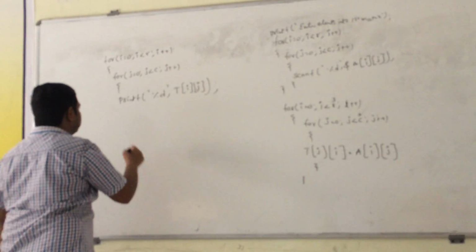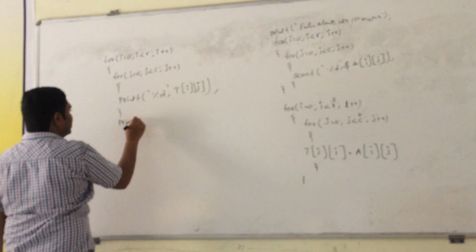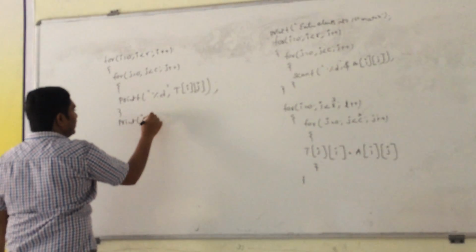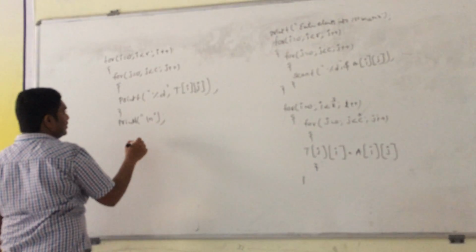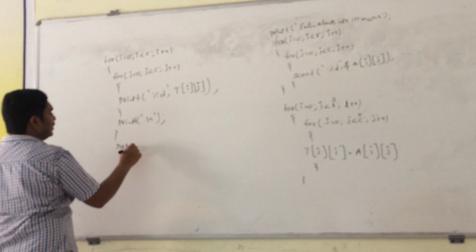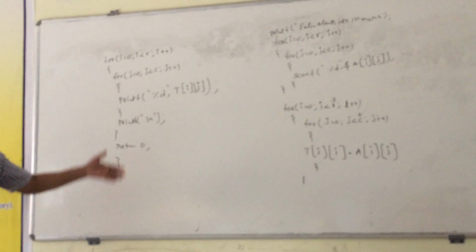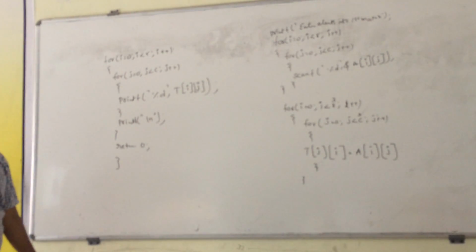Here i j. So after the inner for loop, in printing we use the \n statement to go to next line. Printf \n. This is the end of the outer for loop. Then return 0 and end of the main. This is the transpose matrix.